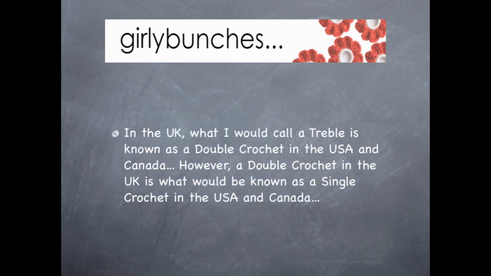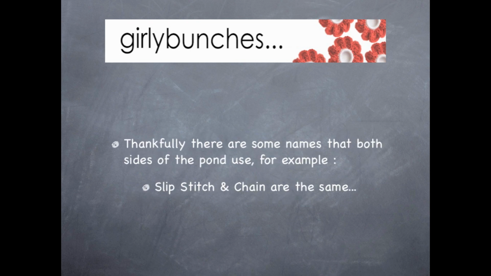In the UK, what I call a treble is known as a double crochet in the USA and Canada. However, a double crochet in the UK is what would be known as a single crochet in the USA and Canada. So you can see that's where things can get a little bit confusing, because the UK uses terminology such as treble and double crochet, and in the USA and Canada they also use double crochet as a term, but it means something different here. So you can see how things can get confusing.